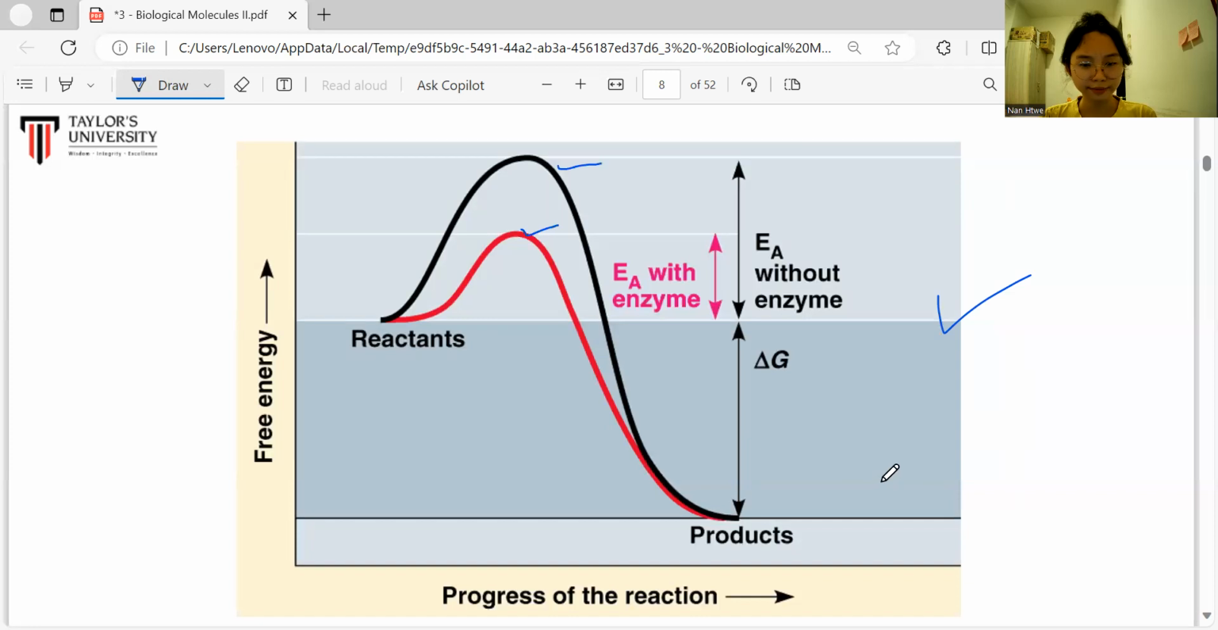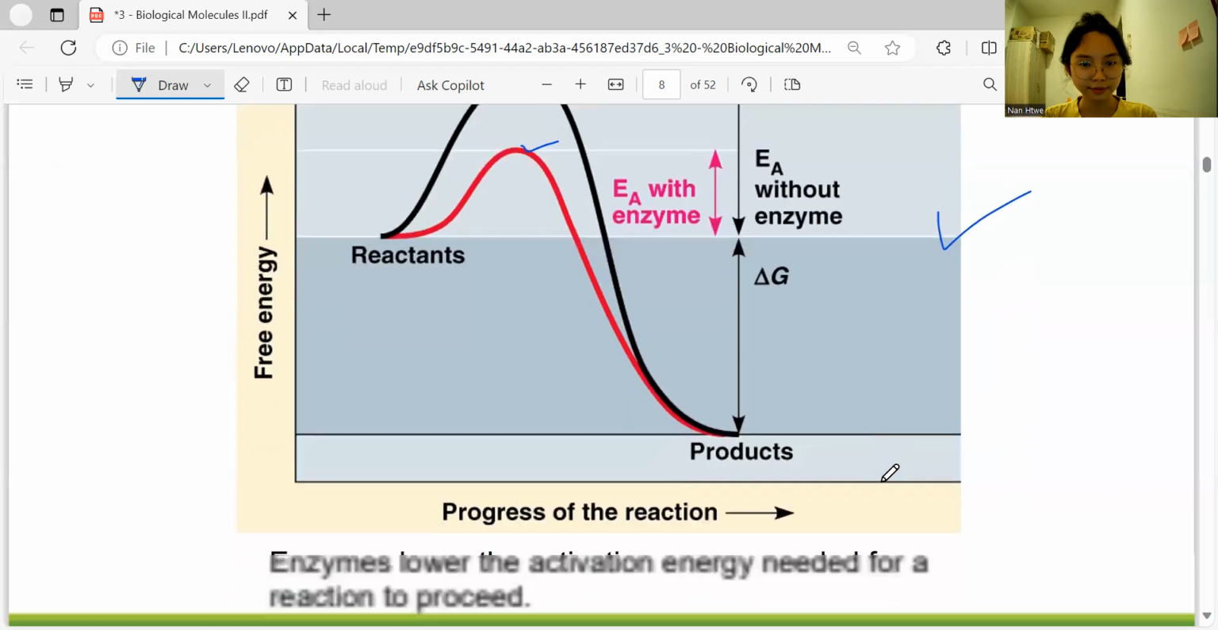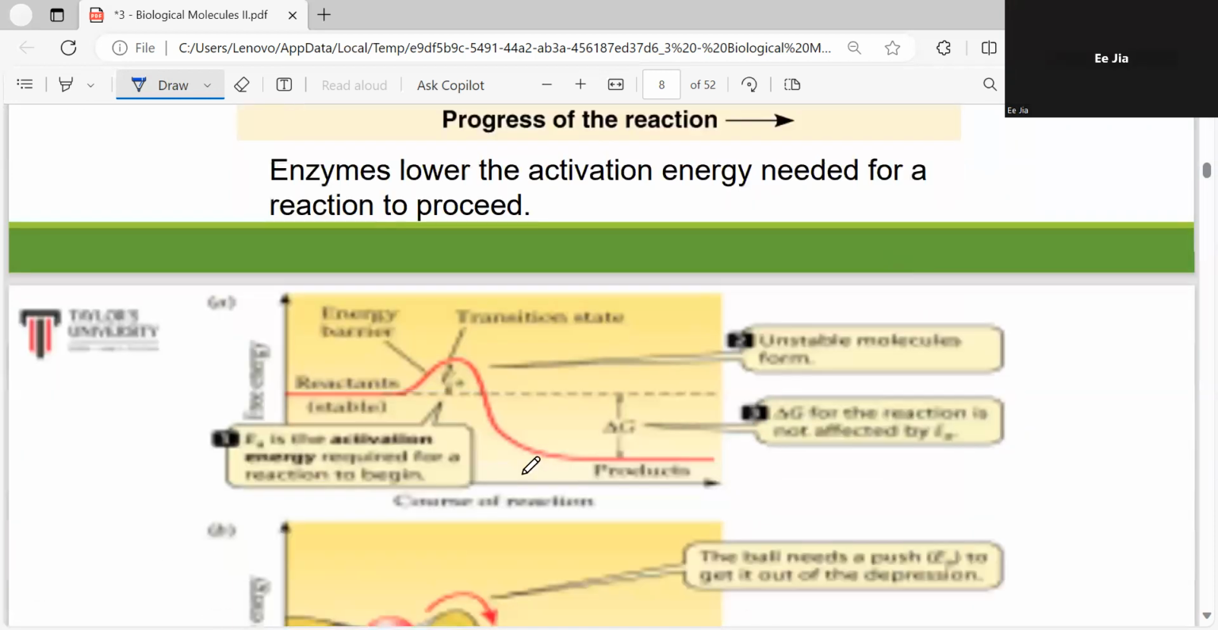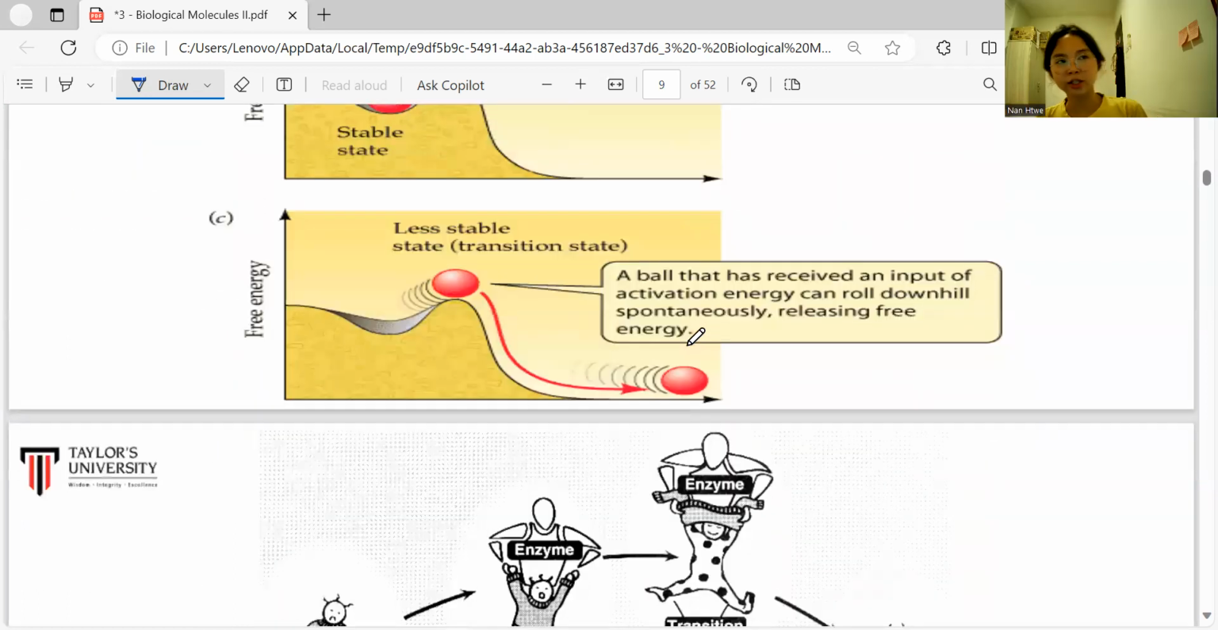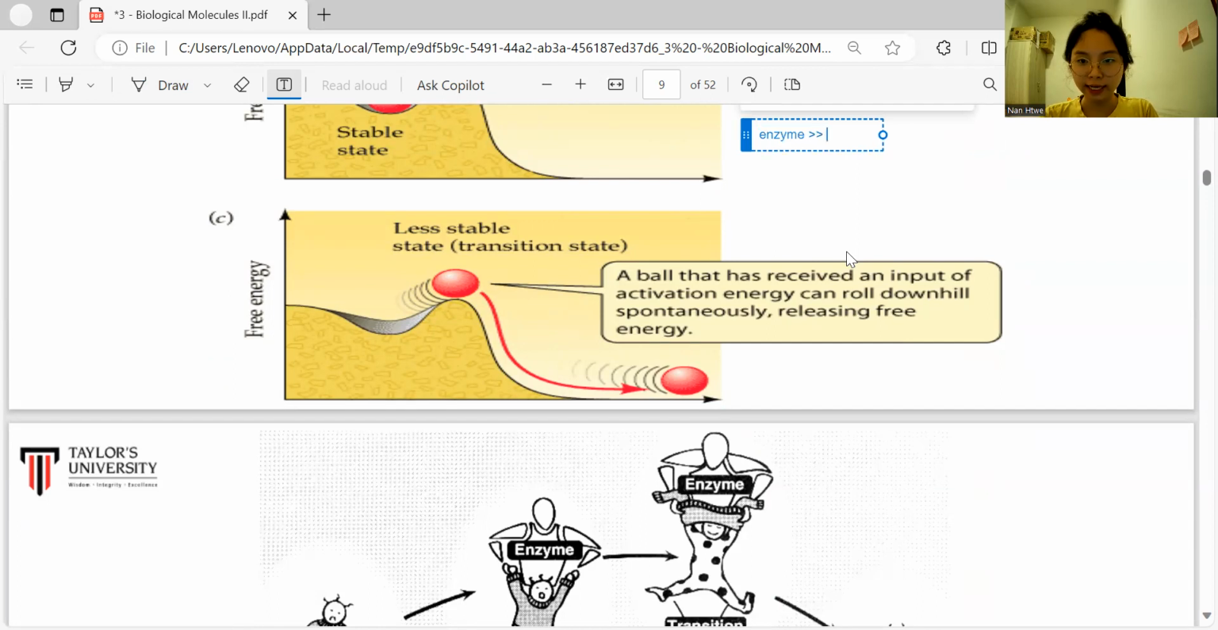So far, do you get it? Yes. All right. So how does an enzyme work? First of all, this is the enzyme that we have, and then it will bind with the substrate, and we call this the enzyme substrate complex. And then this enzyme substrate complex will undergo a transition state.